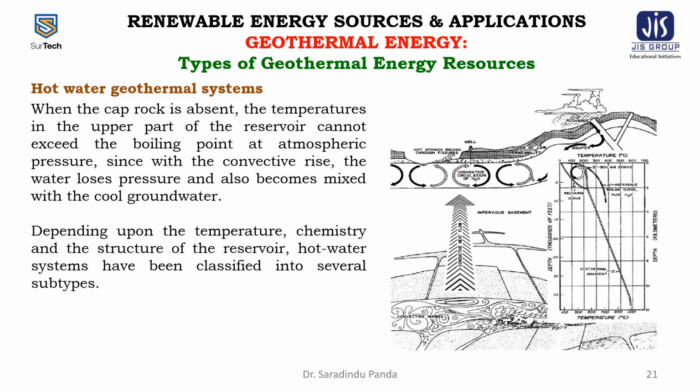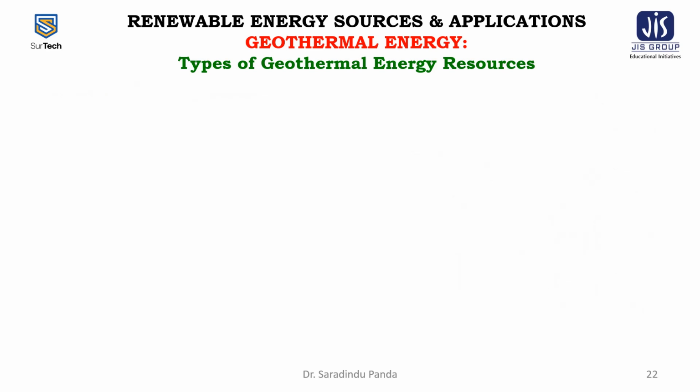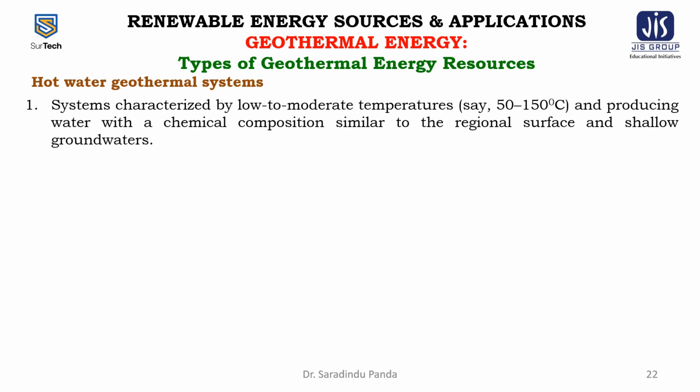Depending upon the temperature, the chemistry and the structure of the reservoir, the hot water systems have been classified into several subtypes. The following is a brief description of the types. Number 1 is the systems characterized by low to moderate temperatures, say 50 to 150 degrees centigrade, and producing water with a chemical composition similar to the regional surface and the shallow groundwaters.